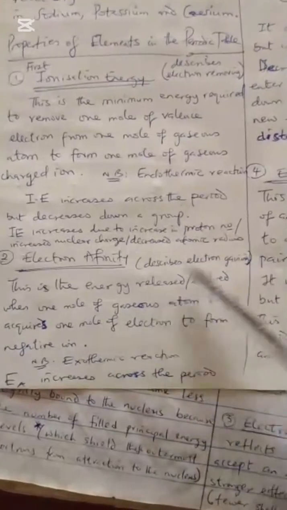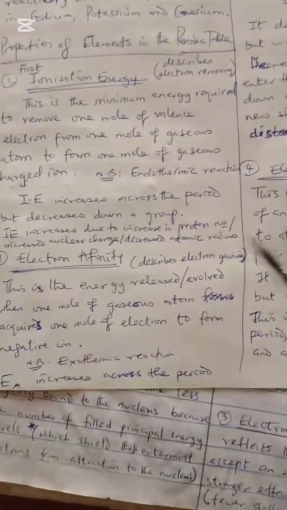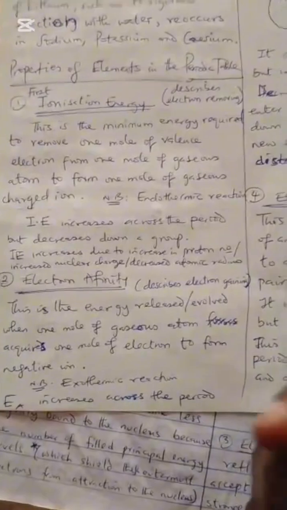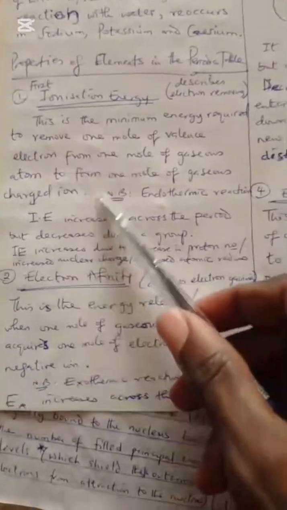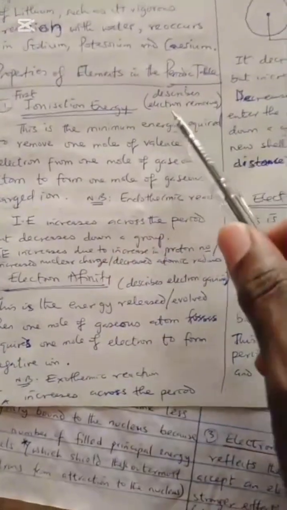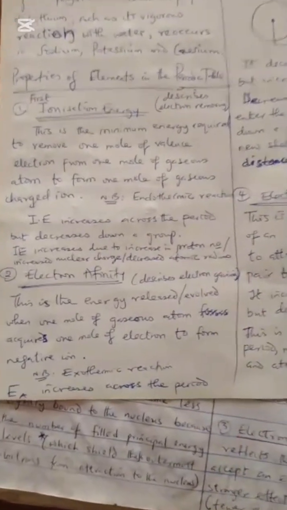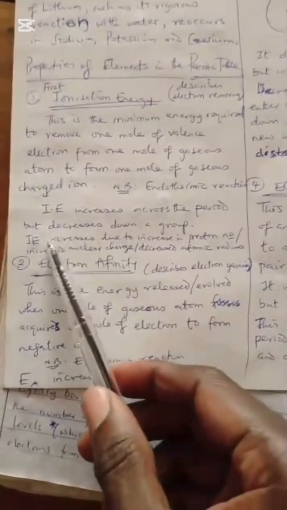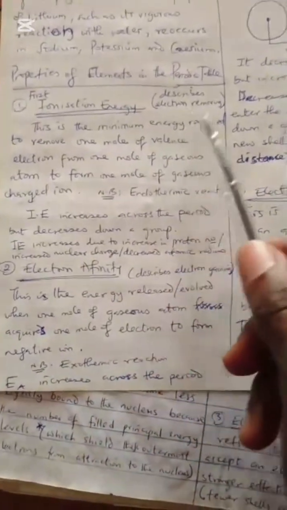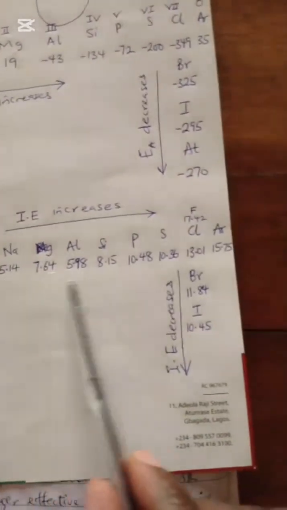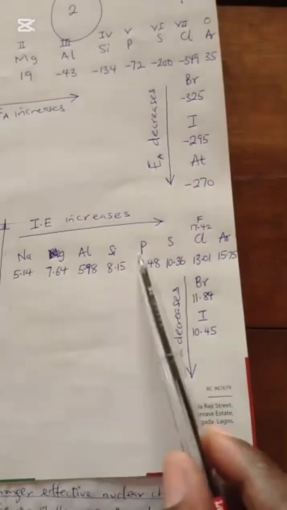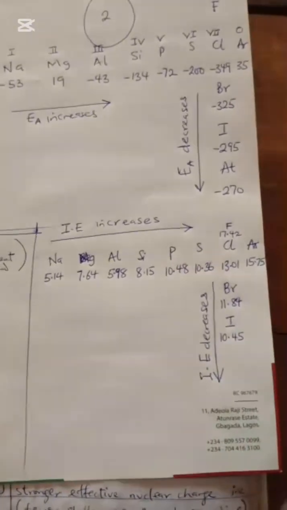Because more protons are being added as you go across from left to right. So it's very difficult for electrons to be lost, because ionization energy is described as electron removal. So there's more attraction from the nucleus on the outermost electrons. So the minimum energy required is going to be increasing as you go across from left to right, because nuclear charge is increasing.